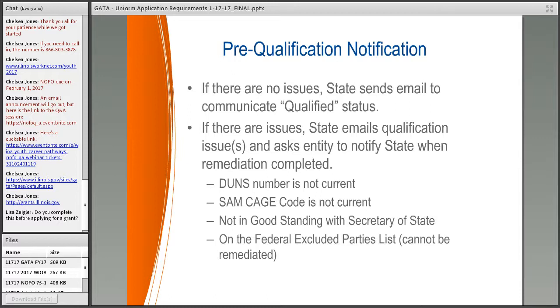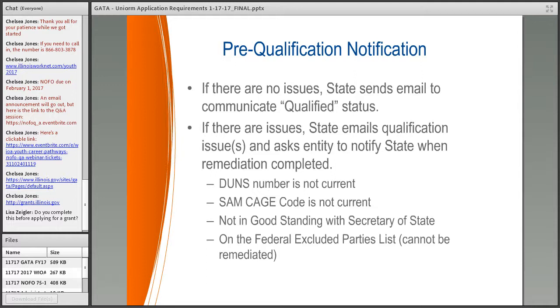And those issues could include the DUNS number is not current, the organization is not registered on SAM, or the SAM registration is not current, the entity is not in good standing with the Illinois Secretary of State, or the entity is debarred or suspended from federal grants. And the last issue, federal debarment or suspension, is not something that can be remediated. If you're debarred or suspended from federal grants, then you're ineligible for state grants.